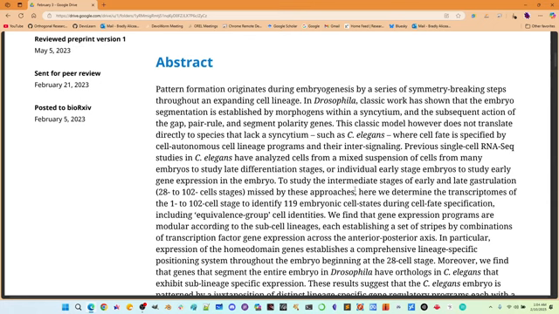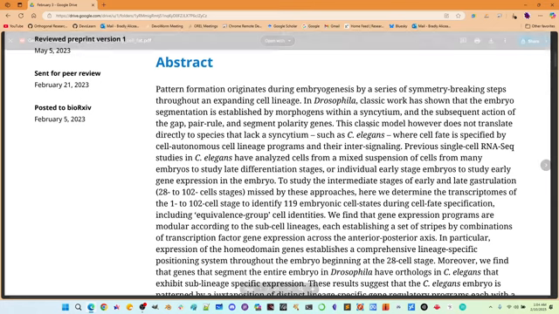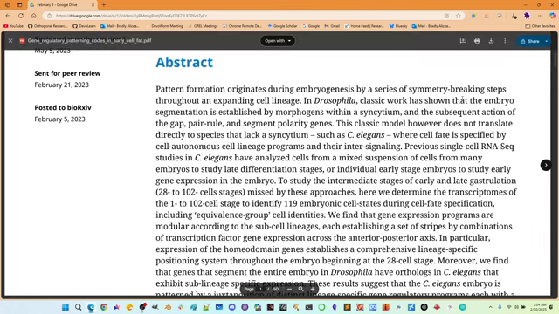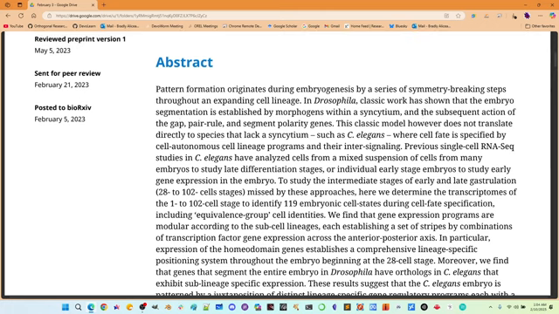Now, they talk about Drosophila here. The paper is about C. elegans, but they talk about Drosophila a little bit at the beginning. In Drosophila, classic work has shown that embryo segmentation is established by morphogens within a syncytium. A syncytium is a single cell with multiple nuclei. Muscle is a syncytium: multiple nuclei, but a single cell.